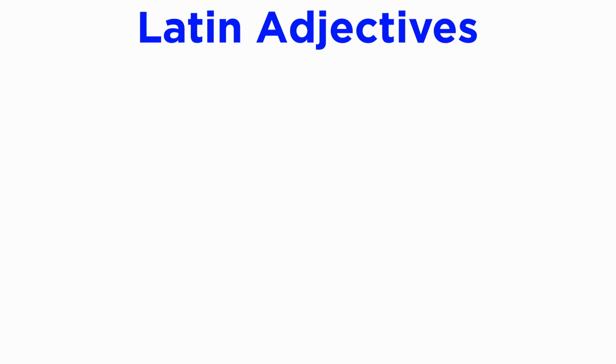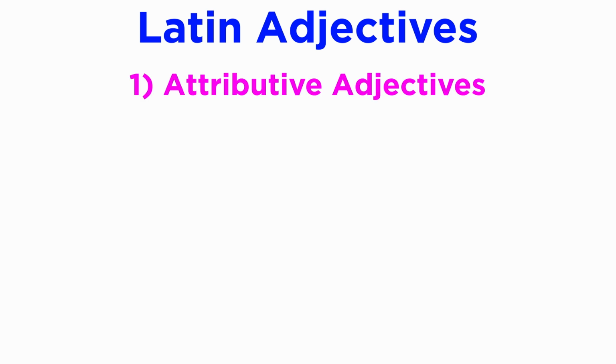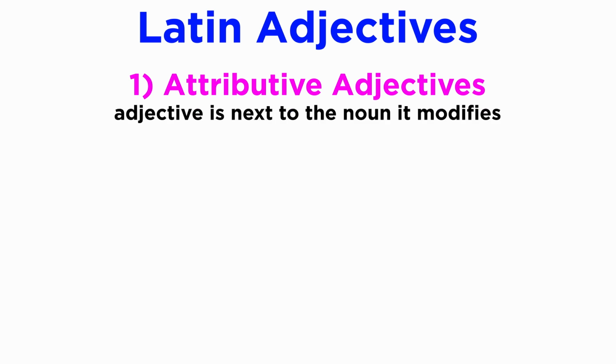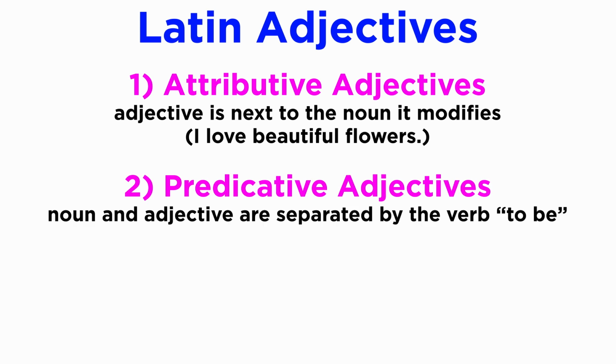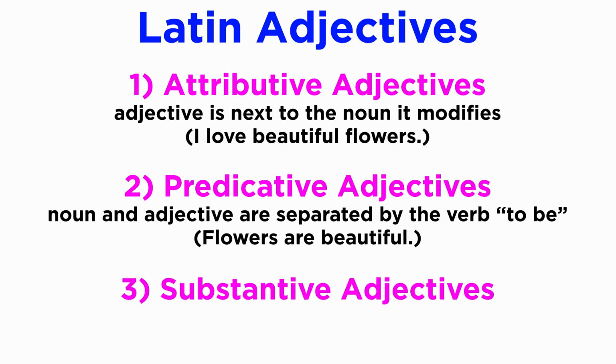In addition, we should say that adjectives in Latin may be used in three ways. 1. As an attributive adjective. This means the adjective is placed right next to the noun, adding some kind of information to the noun it modifies. I love beautiful flowers. 2. As a predicative adjective. This happens when the noun and the adjective are separated by the verb to be. Flowers are beautiful.